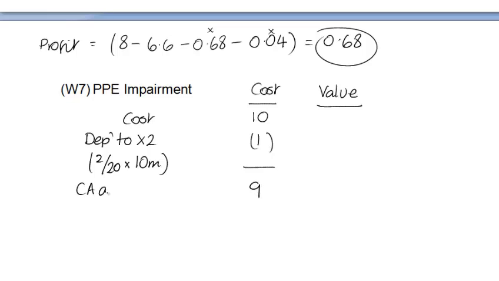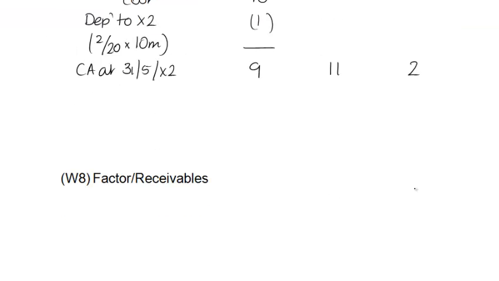the carrying amount at the 31st of May X2. What then happens? We revalued it to 11 million. So I therefore have a revaluation surplus of 2 million. At the 31st of May, impairment indicators triggered an impairment review, and the recoverable amount was 7.8. The only accounting entry was to post the depreciation based on the revalued amount.